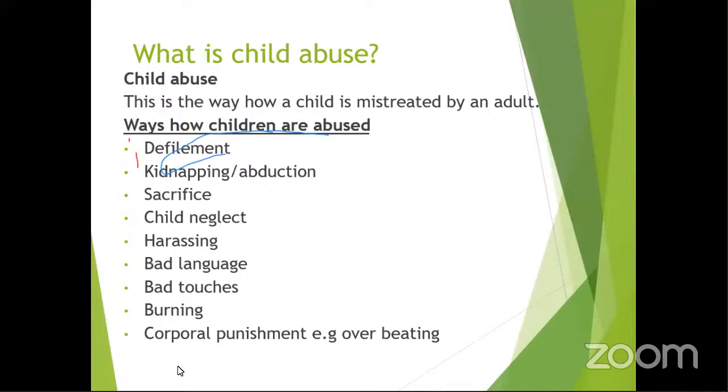A child can be disciplined. If a child does something wrong, we can show you the right way. Even the Bible says, Proverbs chapter 22, verse 6, train up a child in the way he or she should live, so that when they grow, they do not depart from it. So sometimes we can train you in the way you should live. So corporal punishment is not allowed. Overbeating the child is not allowed.